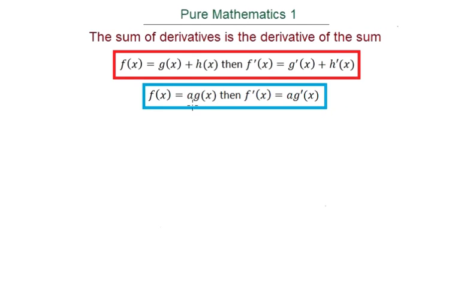The second one tells us what happens when we multiply a function by any real number. What happens to the derivative if we have a times g of x? The derivative of this will be a times g dashed of x. So only g of x gets differentiated.